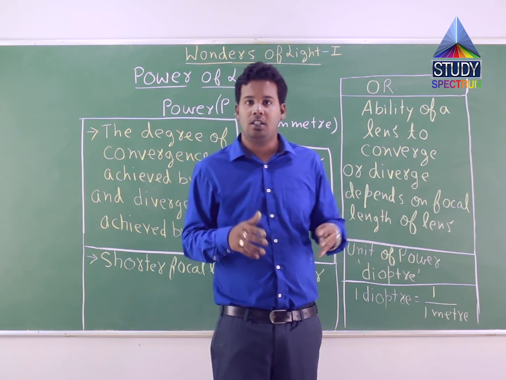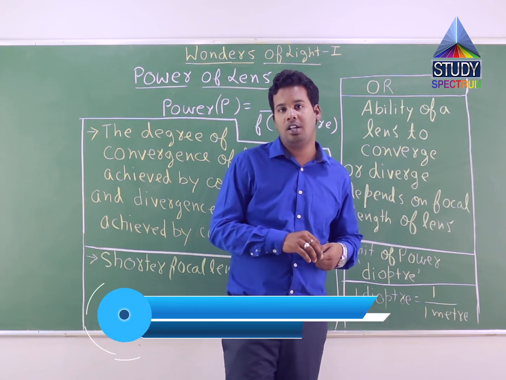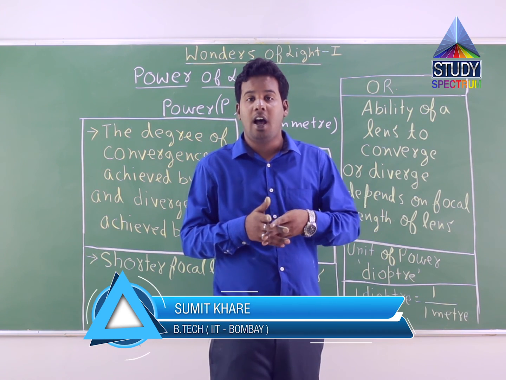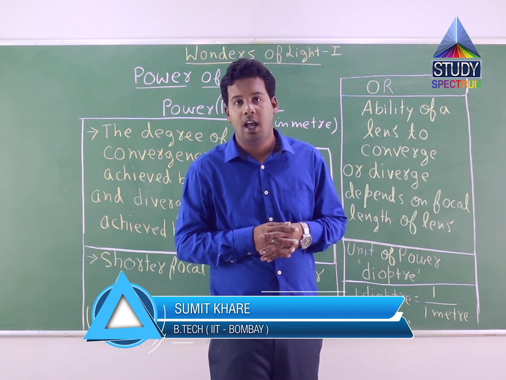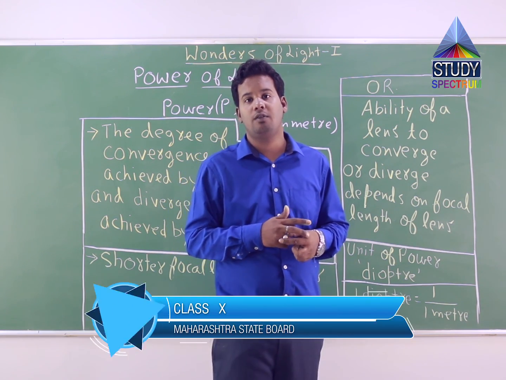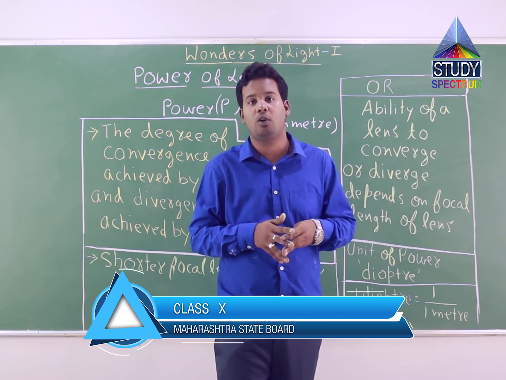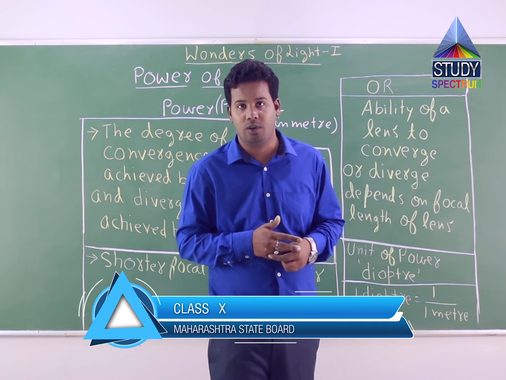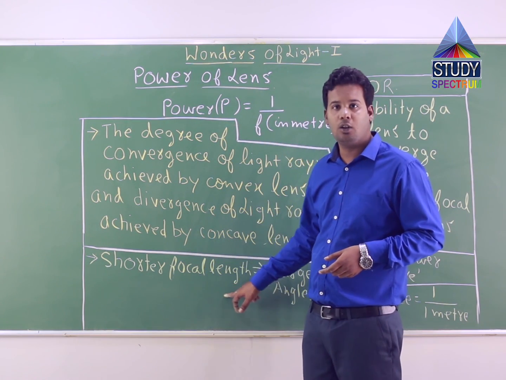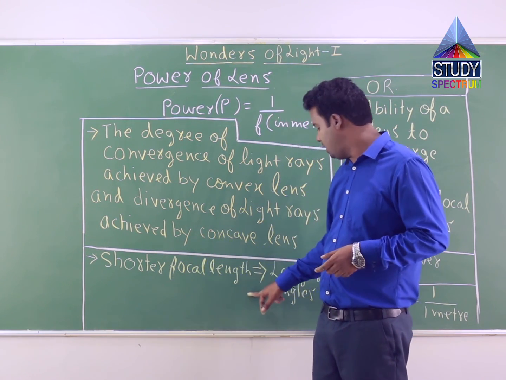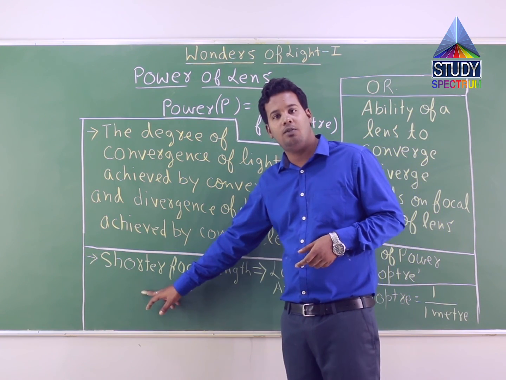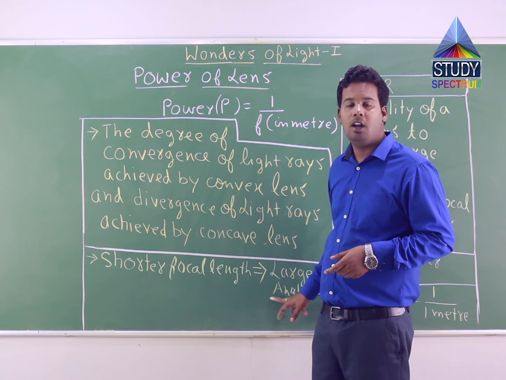Now those lenses, if we talk about convex lenses, those lenses which produce larger angles are actually having shorter focal length, and it means they have higher power than those convex lenses which do not make larger angles because their focal length value is more. It means in case of convex lenses, shorter focal length means larger angles. In concave lenses also, those lenses which have shorter focal length will have larger angles.